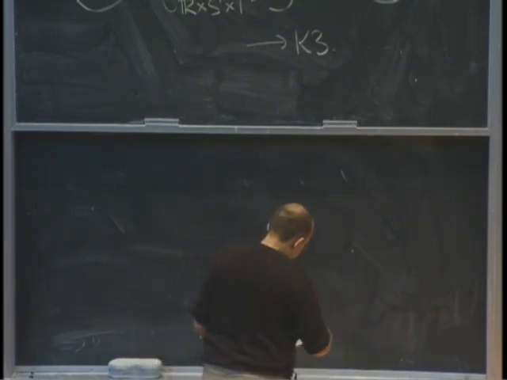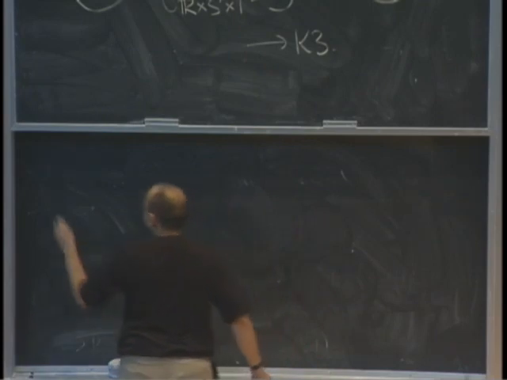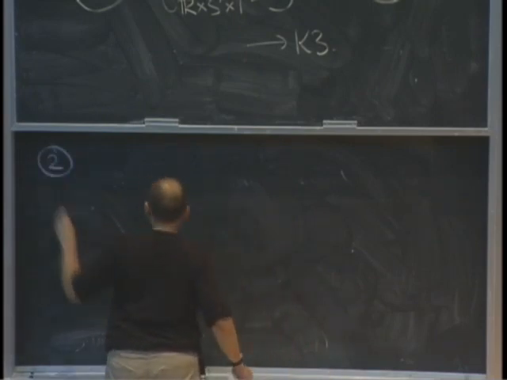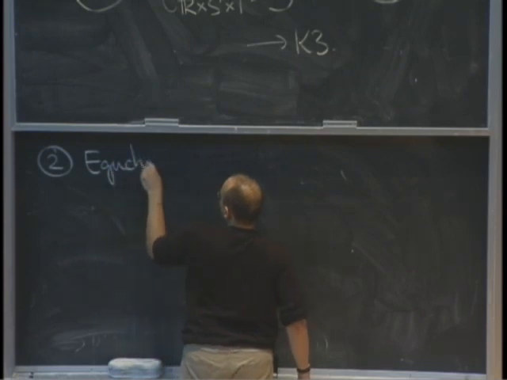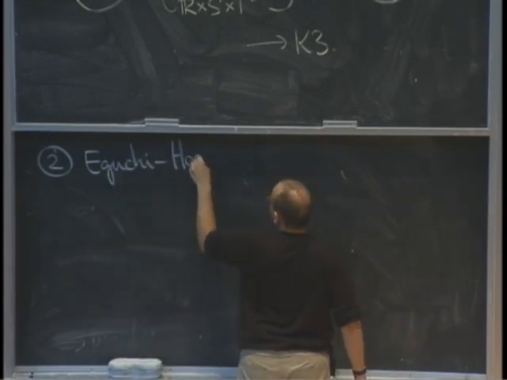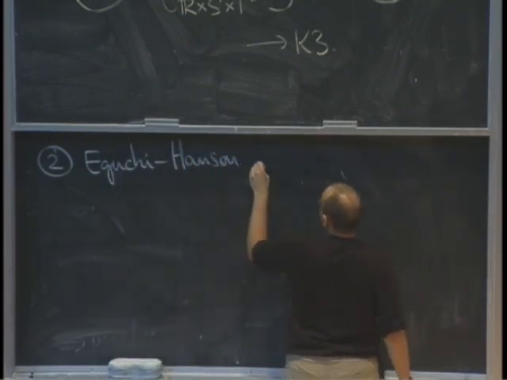Let's see. It's going to be the second example. Gibbons, Hawking, and Stenzel metrics.